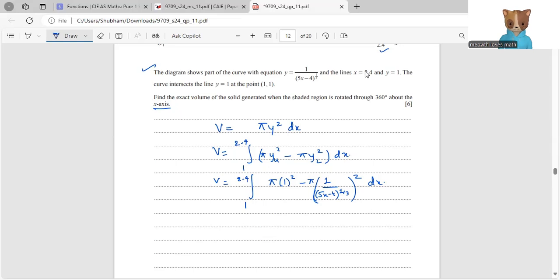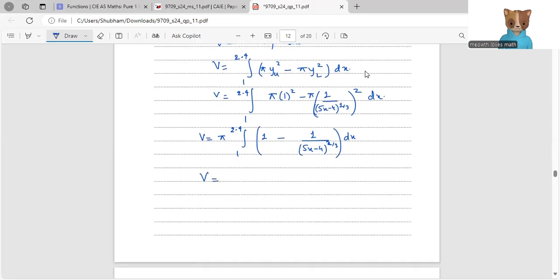So pi is a constant. I can take it outside. And then I can simply write 1 to 2.4. I have here 1 minus 1 over pi x minus 4. Now whole square means what? Power to the power gets multiplied. So this becomes 2/3 and then dx. Now I need to integrate this entire expression from the limits 1 to 2.4.